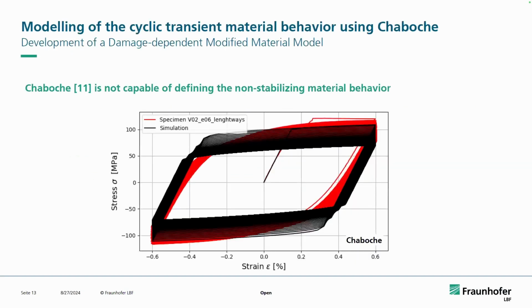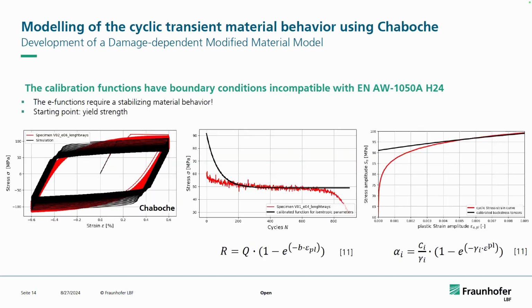So now I'll talk about the modeling of the cyclic transient material behavior. Here you can see the Chaboche model, and clearly it is not capable of describing the non-stabilizing material behavior very well. The shape as well as the reversal points aren't met very well. And the reason for that lies in the calibration functions.